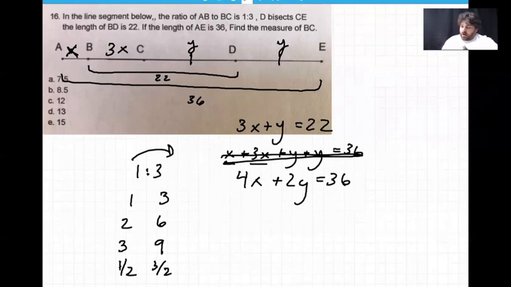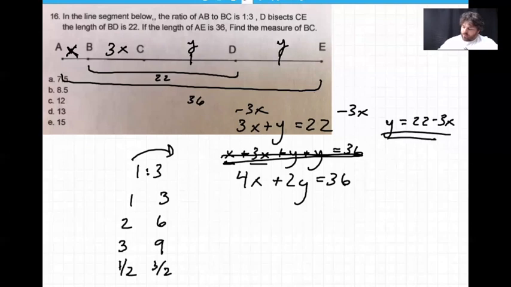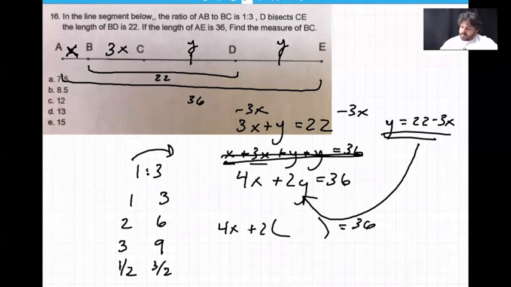So we can do this. I need to make one of the variables go away. And what I'm going to do is subtract 3x from both sides. I'm going to solve for y in this equation. So I'm going to write that y is equal to 22 minus 3x. Once I've got y solved for, I'm going to substitute it in for y in the other equation. So I'm going to say that 4x plus 2 times y equals 36. But instead of y, I'm going to put what y is equal to. Well, y is equal to 22 minus 3x. So I can put that in there instead of putting in y.